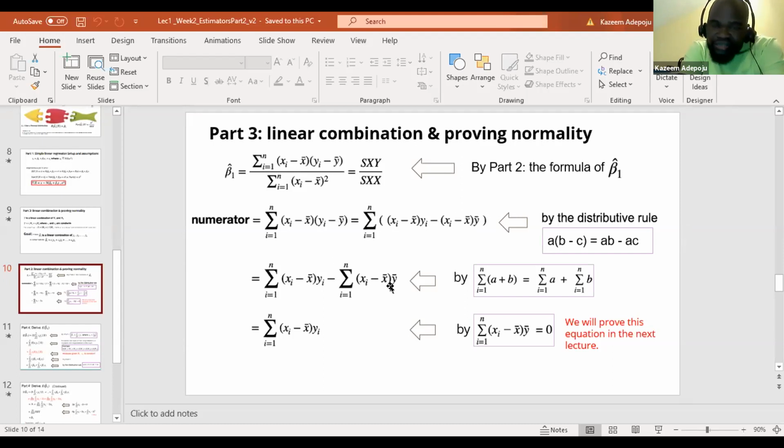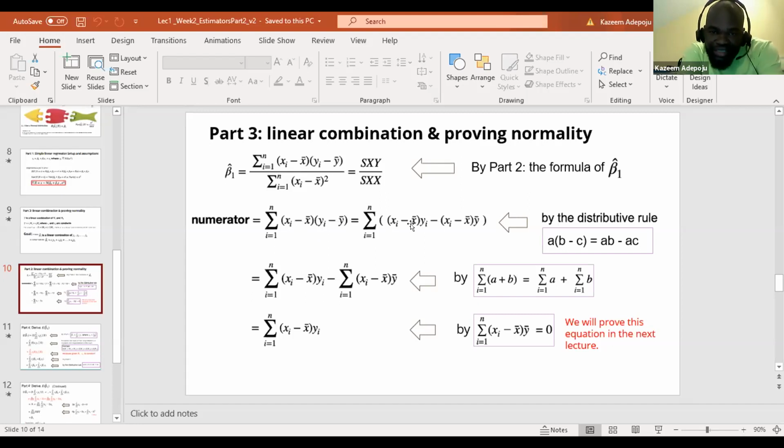Can you see that? Now if you basically see what I'm doing here, this is the rule that I'm applying. If I have a summation on the addition of something, I can apply the summation to each of them. That's why you see summation here, and that's exactly what we have here.